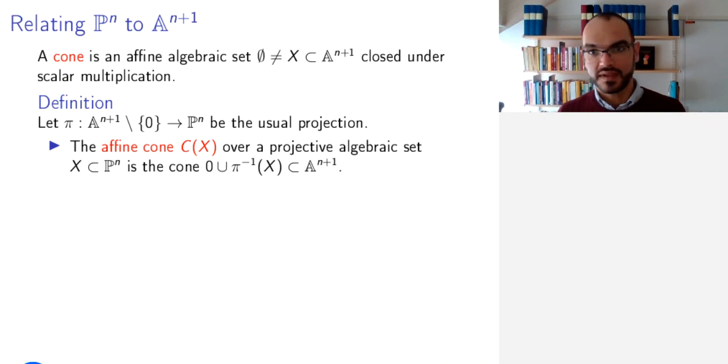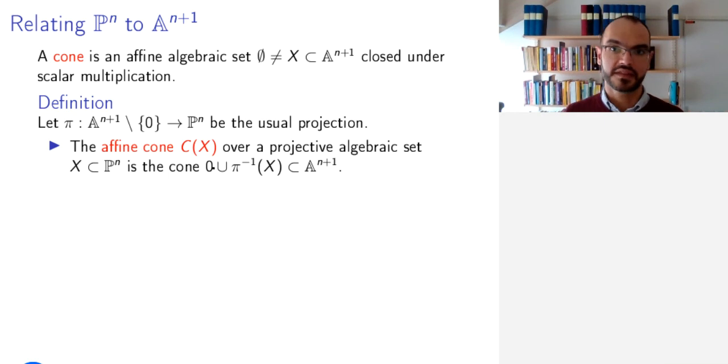Now we want to attach a cone to any projective algebraic set in Pn. So looking at this projection pi from An plus 1 without the origin to Pn, we define the affine cone over a projective algebraic set X to be the pre-image of this projective algebraic set under that projection together with the point 0. So this indeed forms a cone.